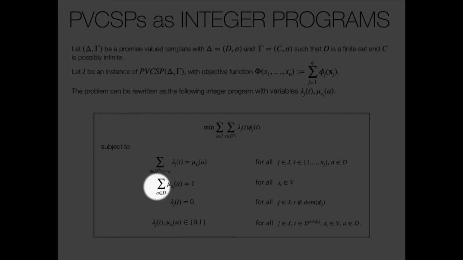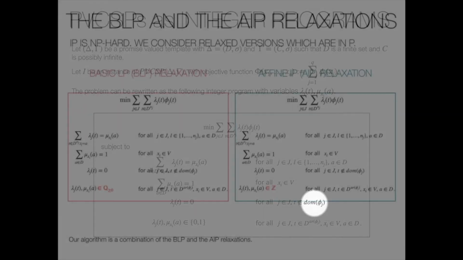The second row expresses the fact that every variable has to be assigned exactly one element from the domain. The first row expresses the marginality relation that has to hold between the λ's and the μ's. Finally, we must have λjt equal to 0 whenever t is not in the domain of the cost function φj, that is, whenever φj(t) is equal to plus infinity.